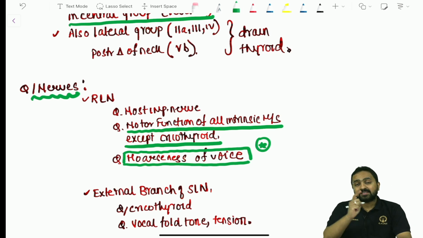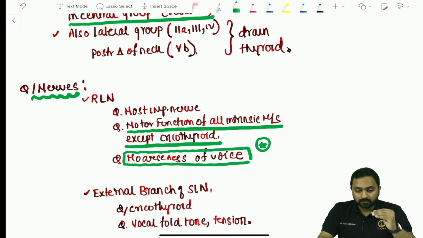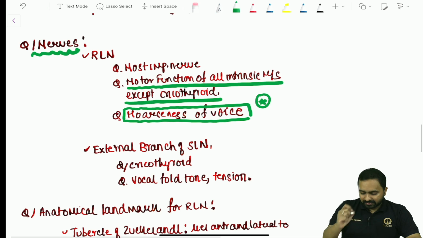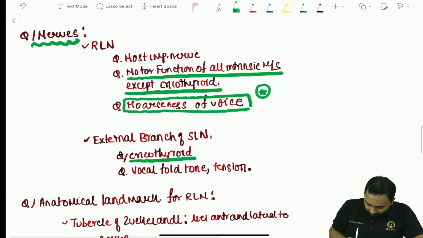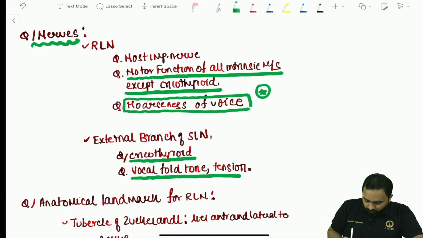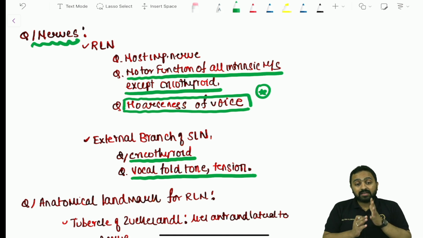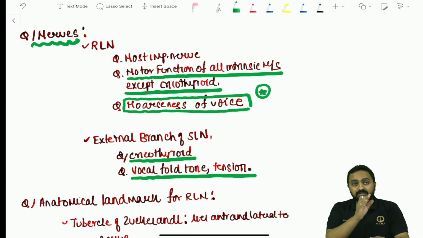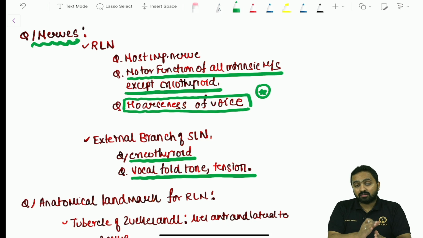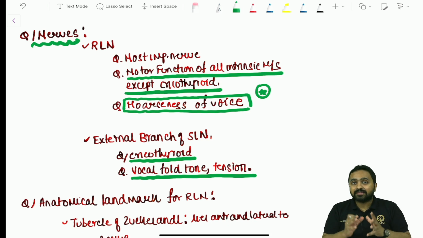Then the next important nerve in thyroid surgery is the external branch of the superior laryngeal nerve. Now, what does it supply? It supplies the cricothyroid, and it maintains the vocal fold tone or tension. So, if there is an injury to the external branch of the superior laryngeal nerve, there is going to be a change in the pitch of voice.